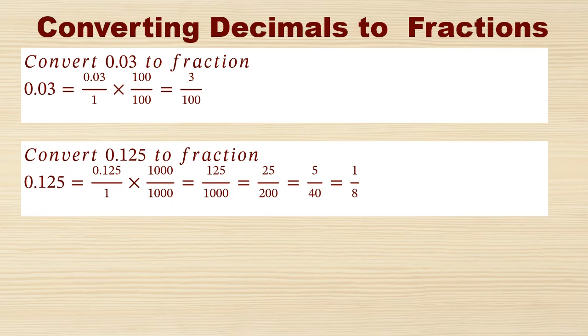Next one is convert 0.125 to a fraction. We have 3 digits after the decimal place, so we have to multiply by 1000 over 1000. So 0.125 over 1 multiplied by 1000 over 1000. 0.125 multiplied by 1000 is 125 all over 1000. When you look at it, there is a number that can divide 125 and also divide 1000 without remainder. That number is 5. So 5 into 125 is 25, 5 into 1000 is 200.